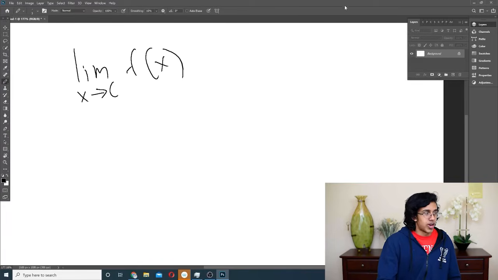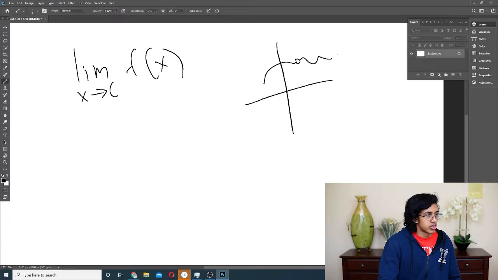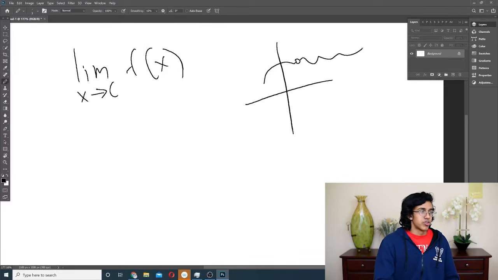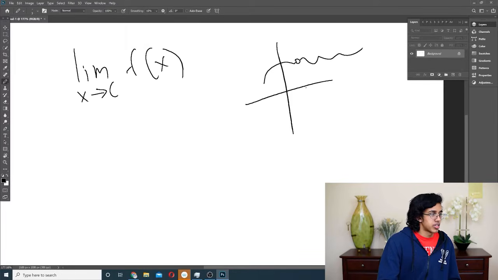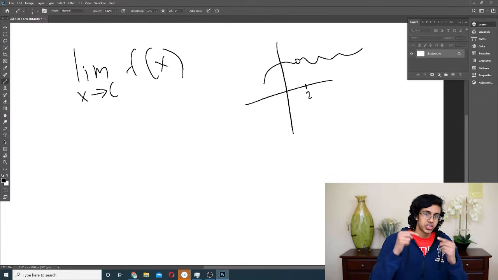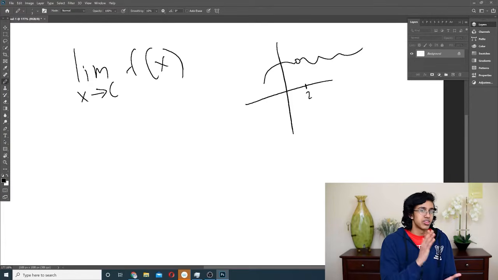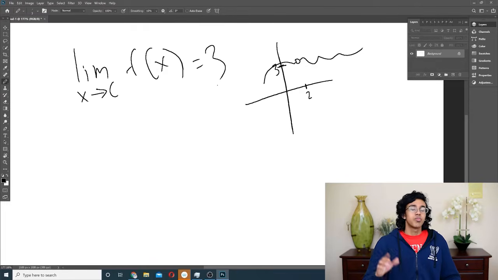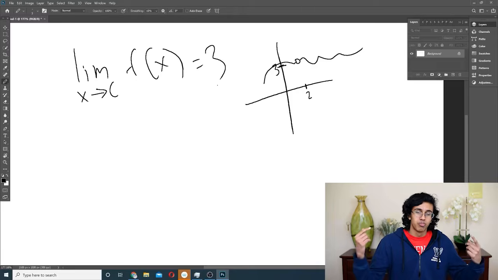So if the graph of f of x goes like this, and then there's a hole there, and then it keeps going, it doesn't matter that there's a hole there. Let's say this is x equals 2. If we want to find the limit at 2, as long as it's approaching the same place from both sides, it doesn't matter if the actual point exists, then the limit is just whatever y coordinate this is. Let's say it's 3. So then this is just equal to 3. Very cool. Now remember, it doesn't have to be defined at the point. It just has to approach it from both sides.